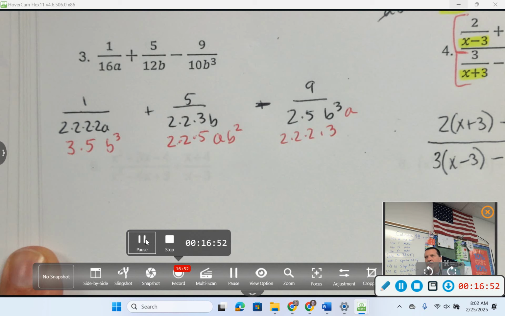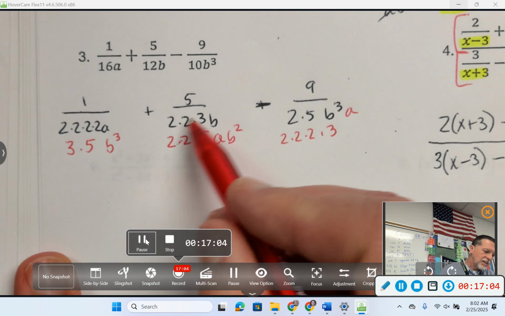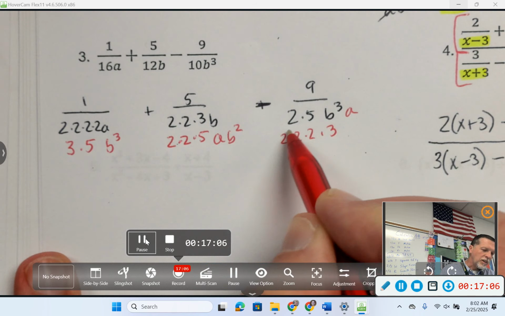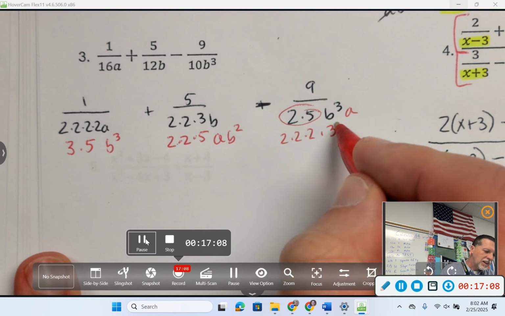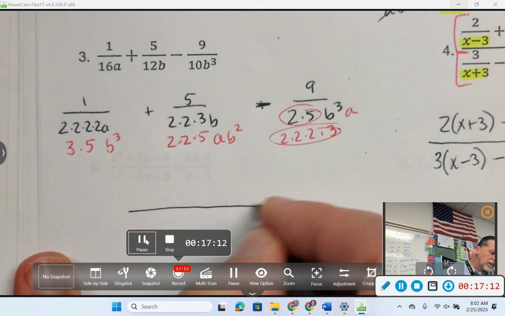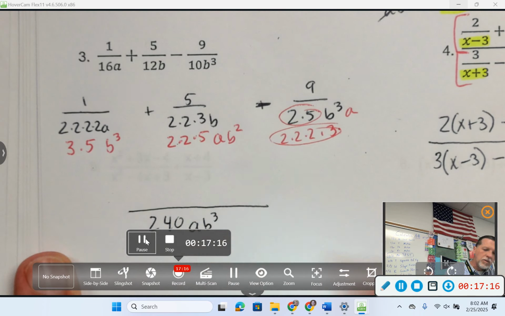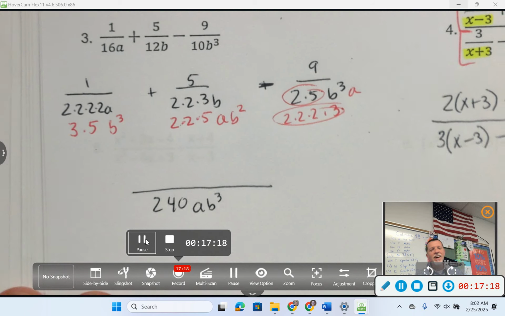Now, that looks like a lot of multiplications, but you only have to do it once, right? Because now that's the common denominator. So whatever 8 times 15, or this is probably the easiest way to do it, 10 times 24 is 240. 240 AB cubed. Ooh, major mistake I made.